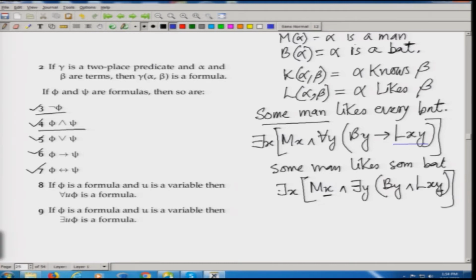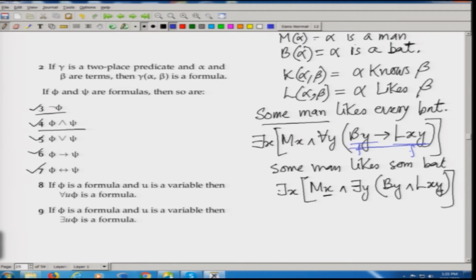LXY is definitely grammatically correct, because L is a two-place predicate, and X and Y are individual variables. So, they can combine. L requires two variables since it is a two-place predicate. This is fine. Is BY fine? Of course, because B is a one-place predicate and Y is an individual variable. So, they unite and then you have BY. Because this is a formula and also this is a formula, this implies this is also a formula. So, we have justified this much.